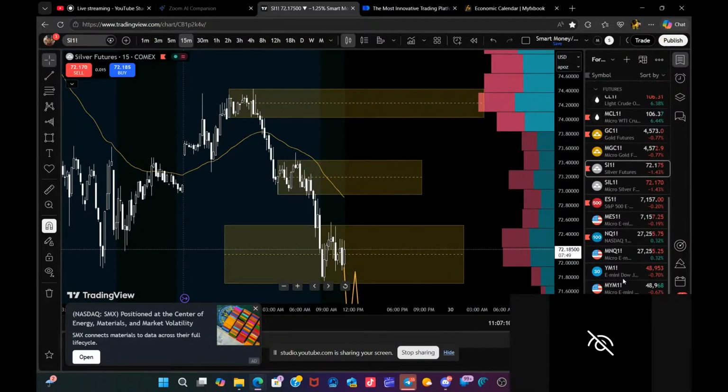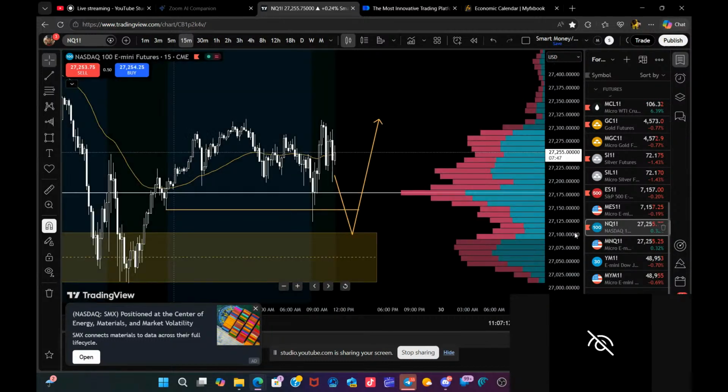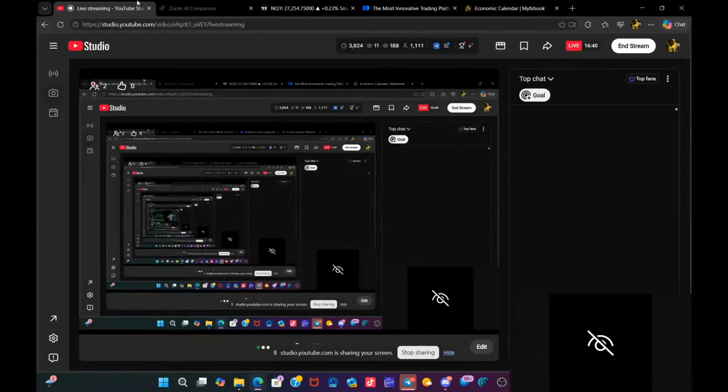Silver playing around. Nasdaq still undecided. Now I can tell you right now, the indices are going to wait for interest rate news. All right, just the threat of interest rate news is going to do something crazy. Then it's going to continue going up. I'm telling y'all, I got that feeling. I just got that feeling.